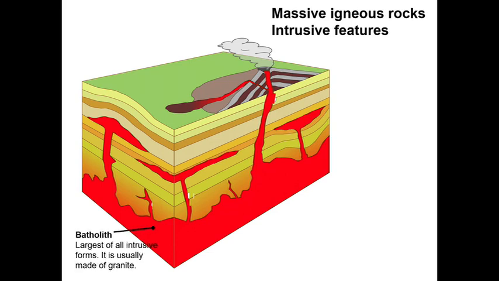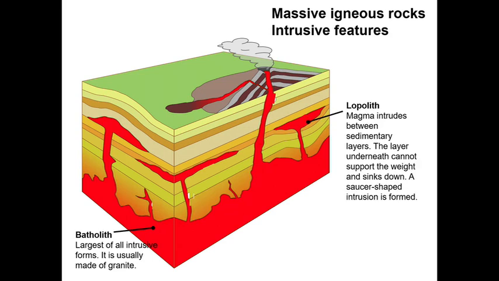The first one would be the batholite. Now, the batholite is the largest of all intrusive forms and is usually made of granite. So what happens is you've got a lot of magma deep below the Earth's surface, it cools off, and there we've got our batholite. That's the first feature. The second one is a lopolite.